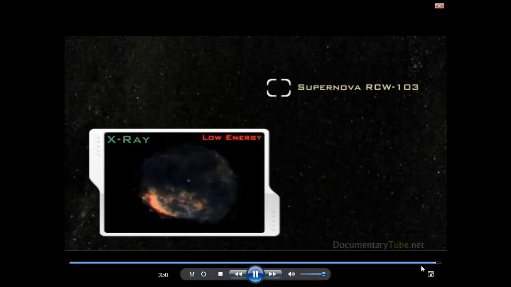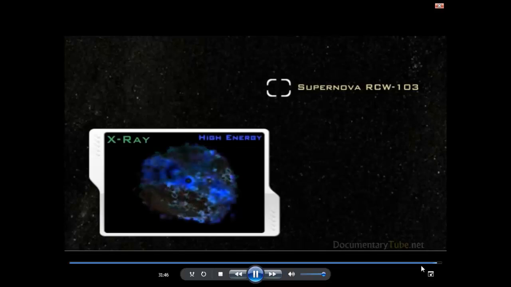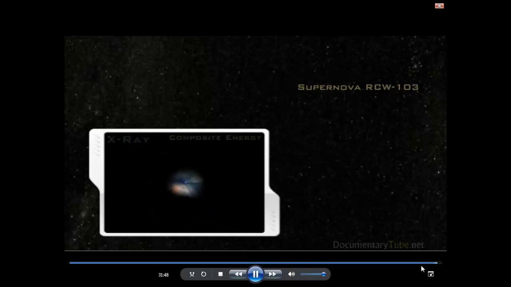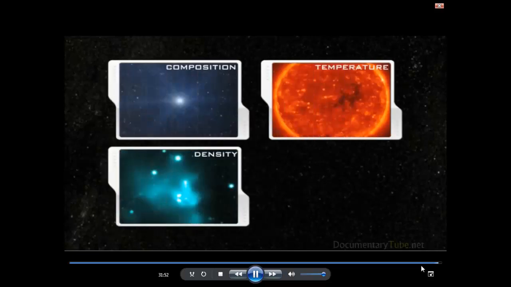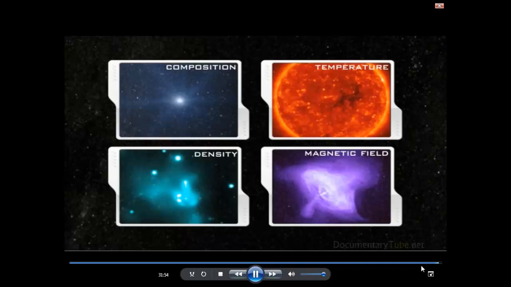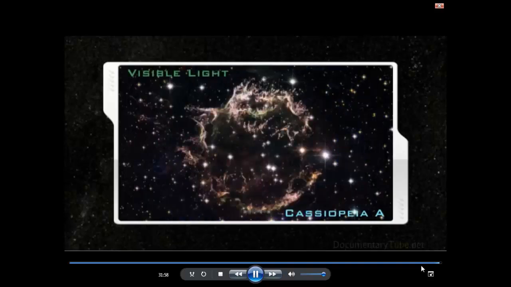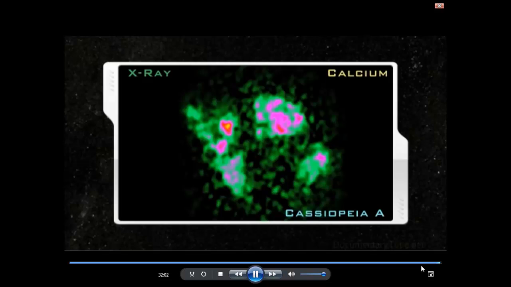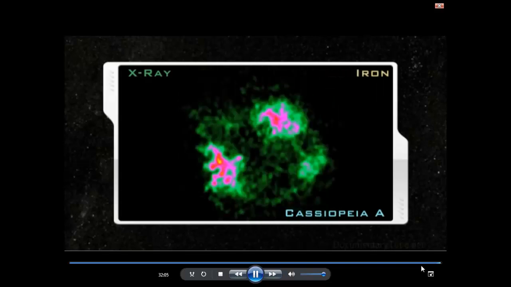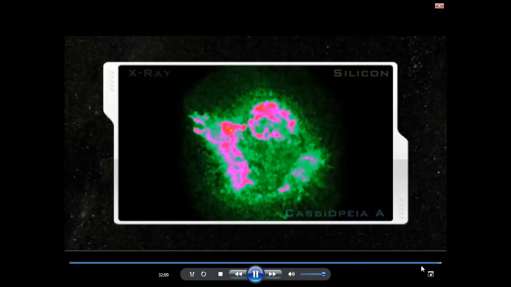The colors in the gas and dust cloud correspond to different energy levels of the X-rays created by the blast. X-rays at different wavelengths provide information about an object's composition, temperature, density, or its magnetic field. Human eyes may not be able to see X-rays, but from seething cosmic bodies to individual atomic elements, X-rays provide a wealth of information to exploring scientists.